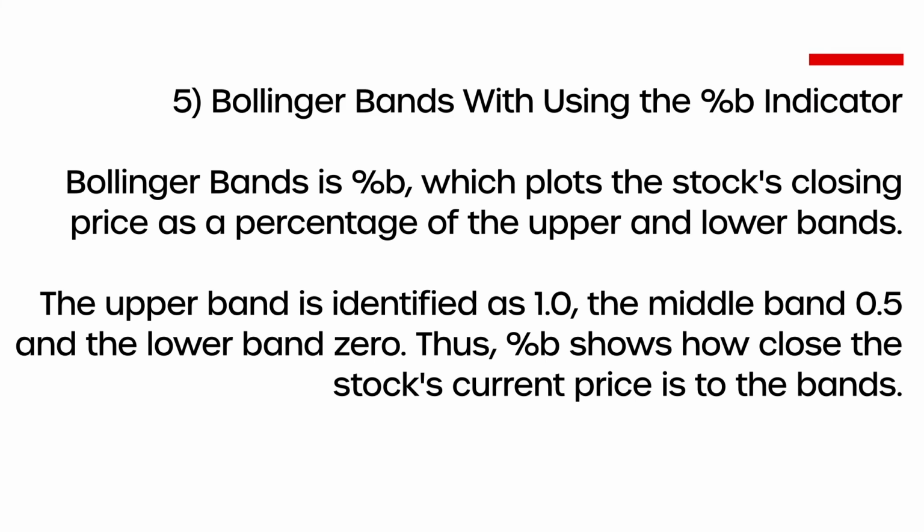Bollinger Bands with the percent B indicator. Another indicator used with the Bollinger Band is percentage B, which plots the stock closing price as a percentage of the upper and lower bands. The upper band is identified as 1, the middle band 0.5, and the lower band 0. The percentage B shows how close the stock's current price is to the bands. For example, if the upper band sits at $30 and the current price is $22.50, percent B equals 0.75, putting the stock 3/4 of the way toward the upper band limit. This is helpful for traders to identify when a price jumps a band, which can determine divergences and trend changes.